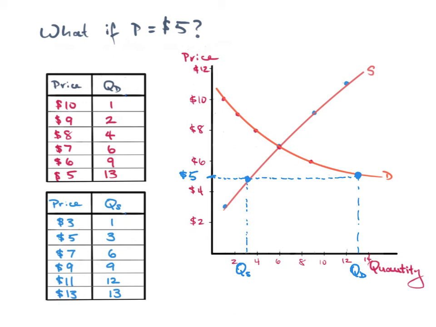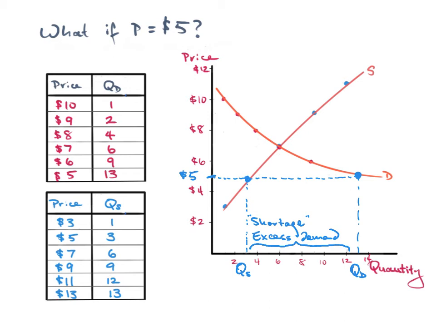There are 13 people who want to buy hamburgers because they're so cheap. Okay, but because hamburgers are so cheap, only a few firms are willing to sell hamburgers at that price. There are only 3 businesses that would sell hamburgers. So 13 people want hamburgers, but there are only 3 hamburgers being sold. Okay? So this gap between supply and demand, this is a shortage. Okay, in simple terms, a shortage or excess demand.